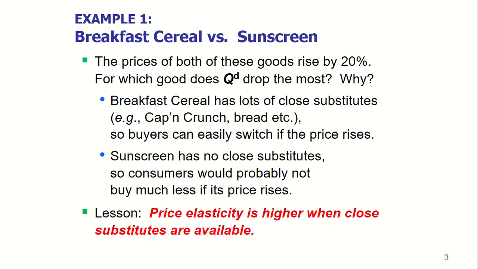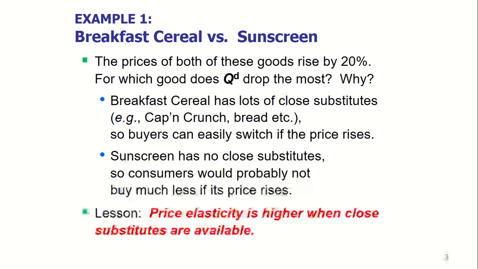Here we take different examples to illustrate the different types of elasticities. So example number 1 is breakfast cereal versus sunscreen. The prices of both of these goods rise by 20%. For which good does quantity demanded drop the most and why?